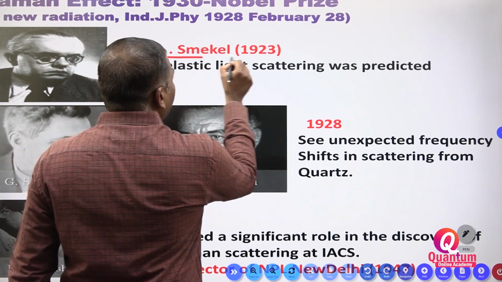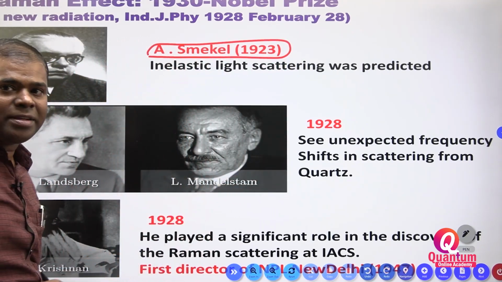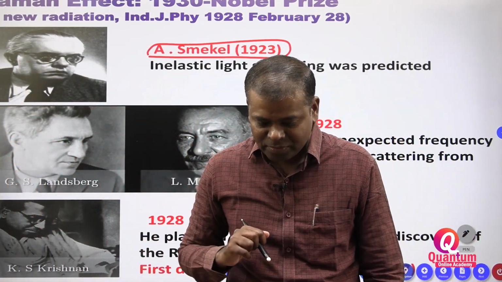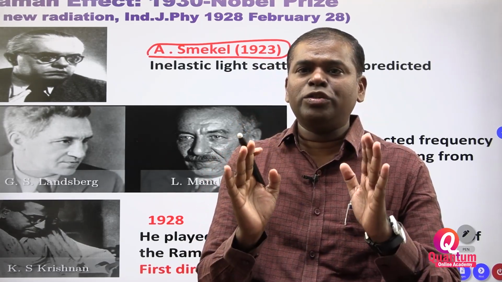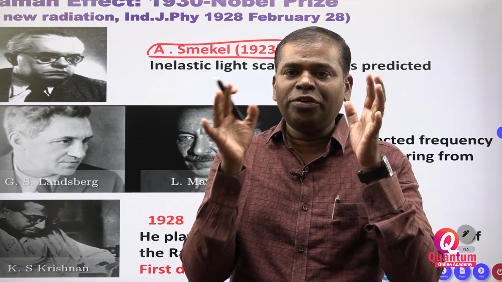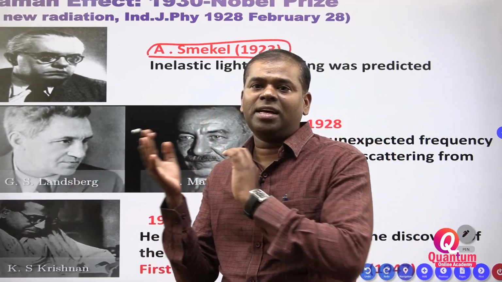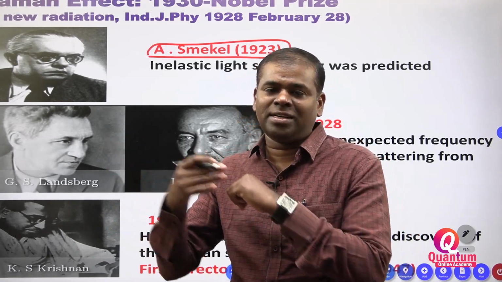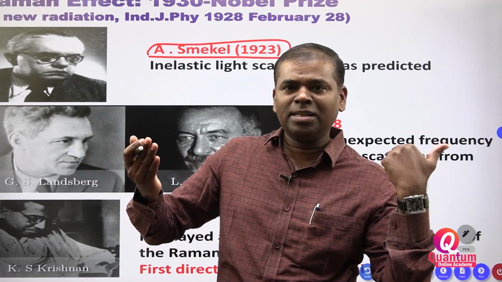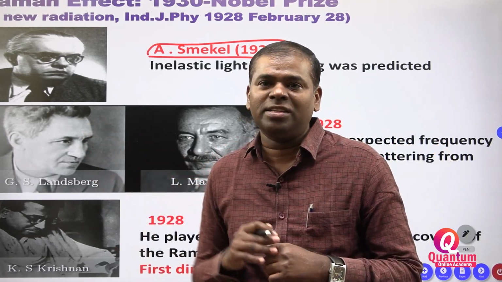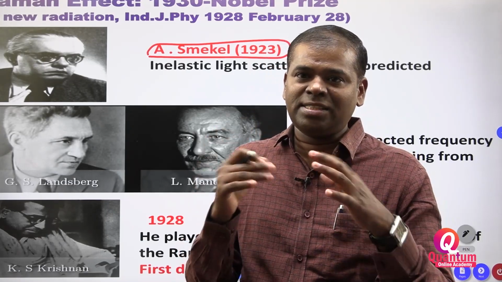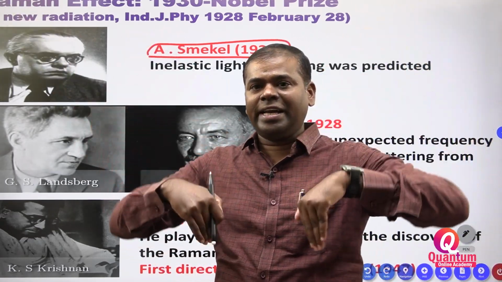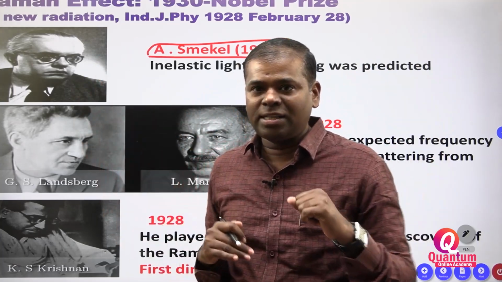In 1923, A. Smekal predicted something: inelastic light scattering. A. Smekal was the first to get the Raman field. Only after failure do people get success. Suppose Michelson-Morley had not failed, Einstein would not have succeeded. That is not Einstein's intelligence alone, that is the Michelson-Morley failure, and that's why he got the success. The same person may succeed, or after some years another person will take that research and succeed.